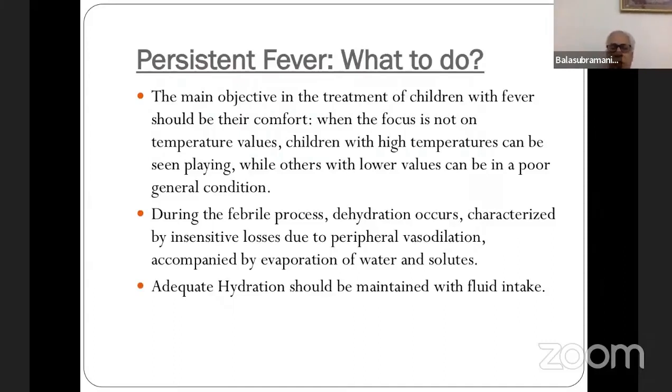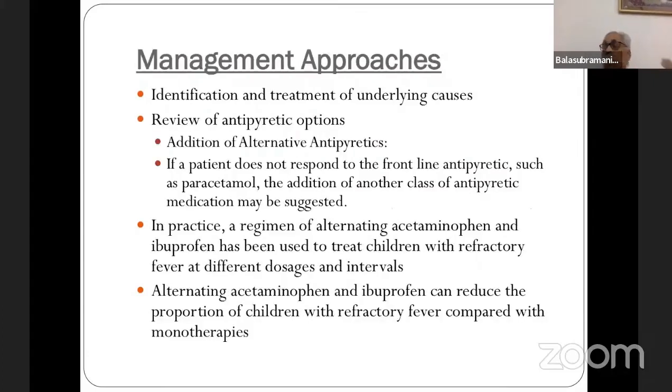You must remember, this is a situation where the skills of a physician's counseling abilities are put to test. The most important thing he must attend to is the hydration. Increase the fluid intake. Because during the febrile process, dehydration occurs. And once you give an antipyretic, it causes more insensible losses due to peripheral vasodilatation and evaporation of water and solutes. So you should relieve the discomfort, you should hydrate well, and you should bring down the temperature. How do you approach such a situation?